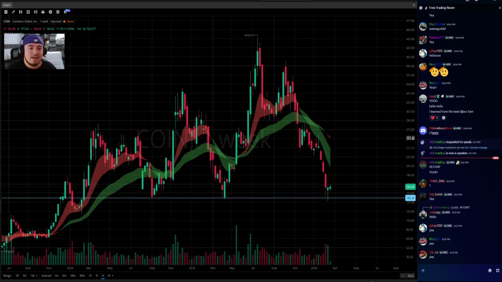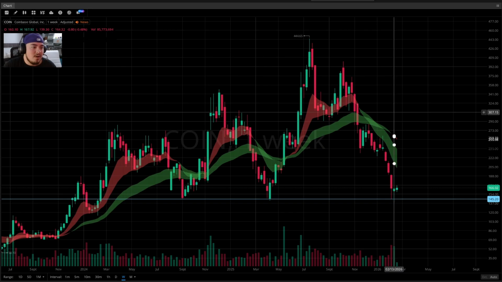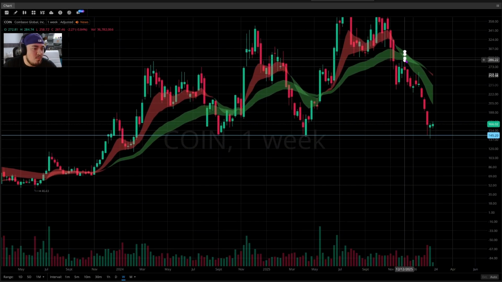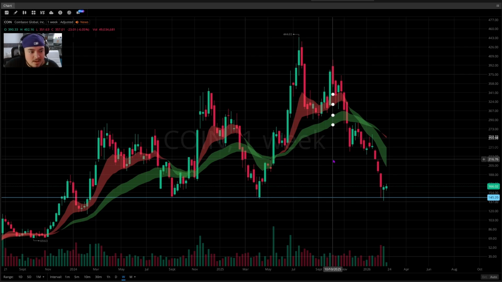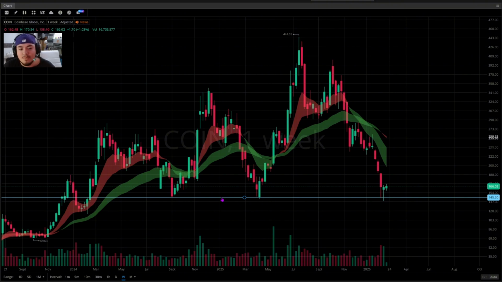If we all take a look at the chart here, what are we looking at? We are looking at Coin on the 1 week. So each one of these candles represents 1 week of time. We have this level here at 145.20. You can consider it a zone anywhere from 146 to 144. Give yourself $2 of room. But if we go to the exact level here, we are looking at 145.20.